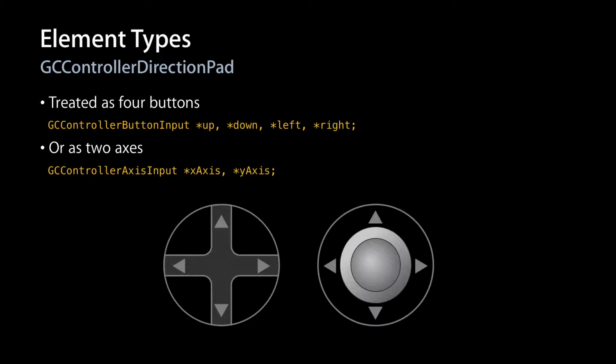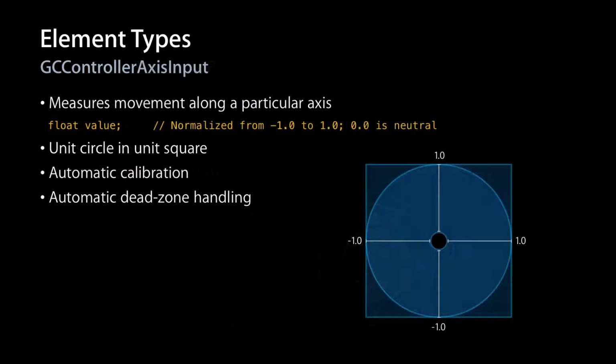Now, so that was a button. Now that other type was a direction pad. Again, this is used for the D-pad and the thumbsticks. And again, this is another type that is kind of overloaded. It can be treated in 2 different ways. The D-pad and the joysticks can either be treated as 4 separate buttons, up, down, left, and right, of type button input, or they can be treated as two axes with a new type, controller axis input, either the X and the Y axis there.